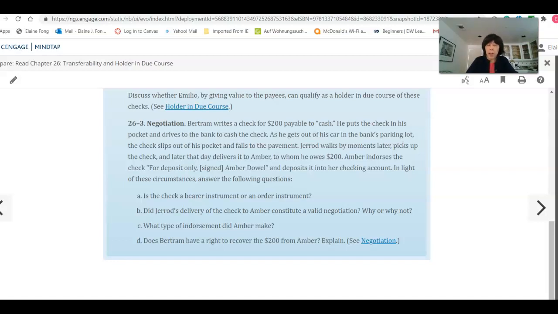Now, probably this would not happen in real life. Banks are a lot more careful in terms of the instruments they accept. Well, I wouldn't say probably it would not happen. Depending on where Amber cashed it, it does say she cashed it in her checking account. All right. So she is a customer of the bank. The bank would have no reason to doubt that she came into ownership of this legally, and it's unlikely they would have not accepted the deposit.